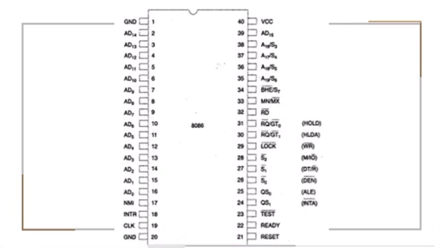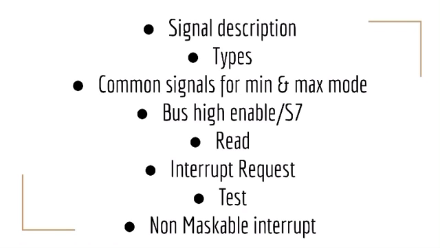The status bit S6 is always logic 0, and bit S5 indicates the condition of the interrupt flag bit. S4 and S3 indicate which segment register is presently being used for memory access. This is some of the signals used for both minimum and maximum mode. Next let us see bus high enable, which is the S7 pin. This is also common for both minimum and maximum mode.